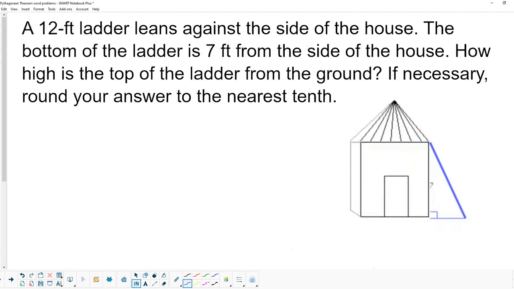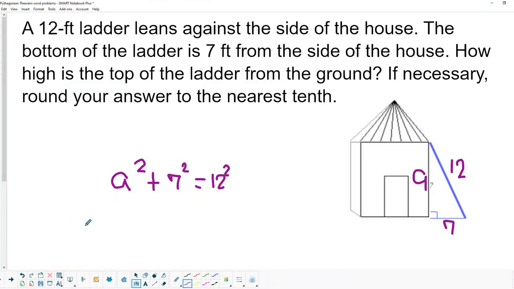Okay, how about this one? A 12-foot ladder leans against the side of a house. The bottom of the ladder is 7 feet from the side of the house. So the ladder itself is 12 feet long, and the base of the ladder is 7 feet out from the wall. So it looks like we're going to be looking for A again. So we have A squared plus 7 squared equals 12 squared.